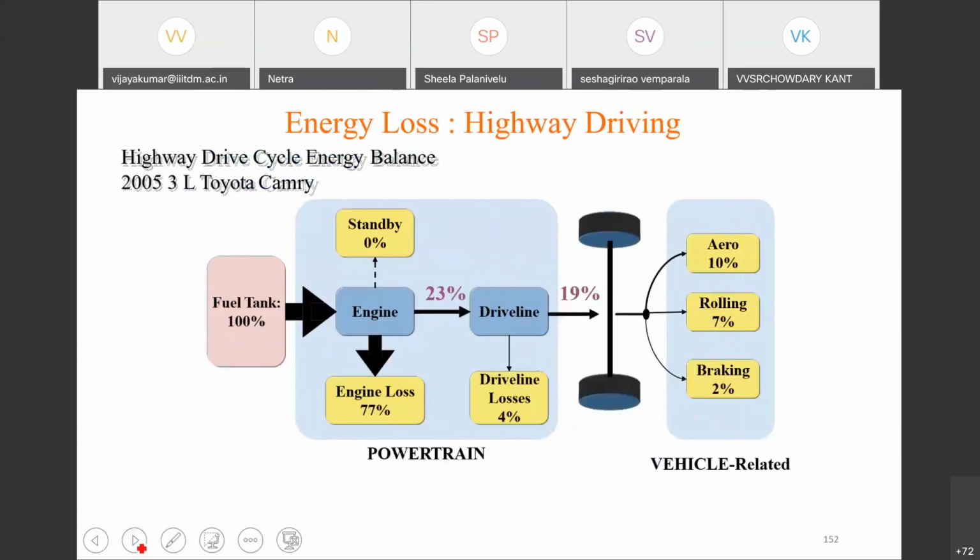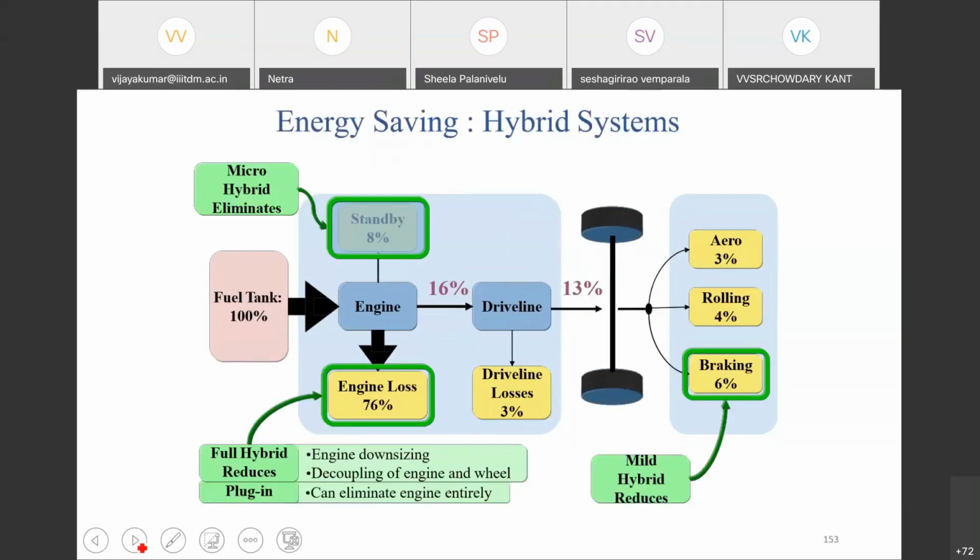At the same time, if you look at highway driving, the aero increased and braking decreased. So here the efficiency is also 19%. I mean the efficiency on the wheel has also increased. That we already know, right? So if you are going for a long drive, your mileage will be good.